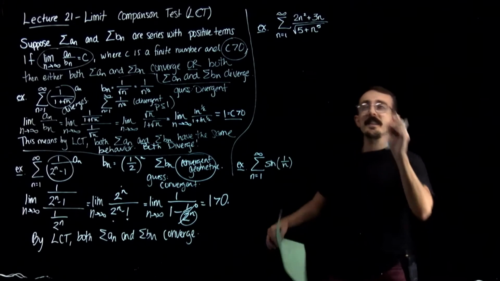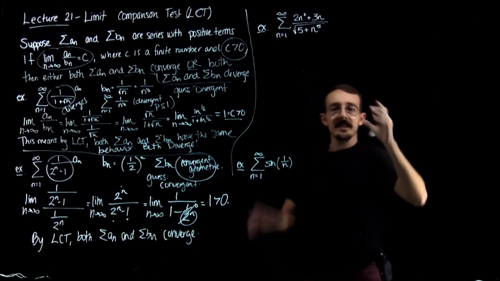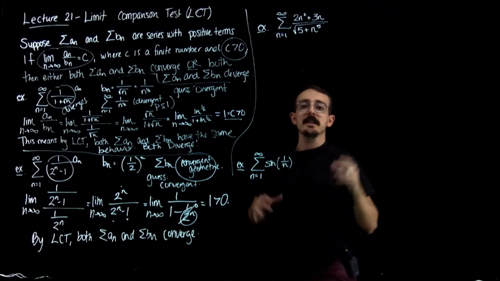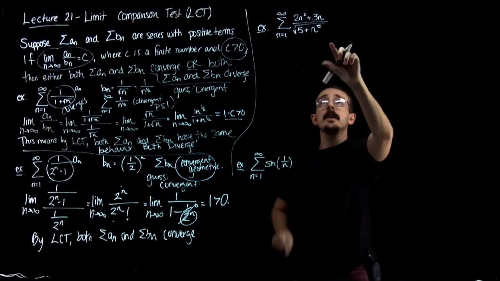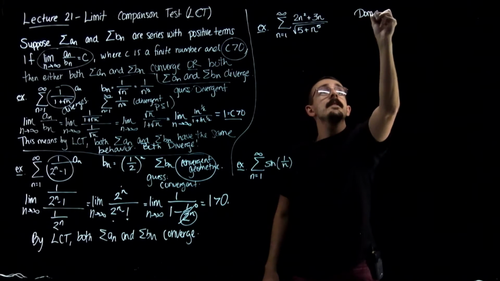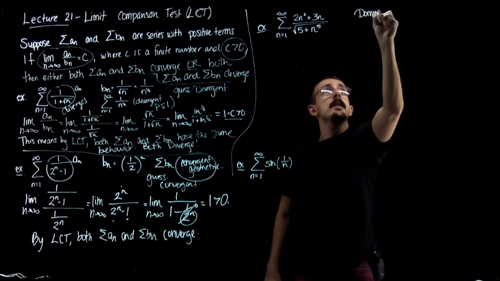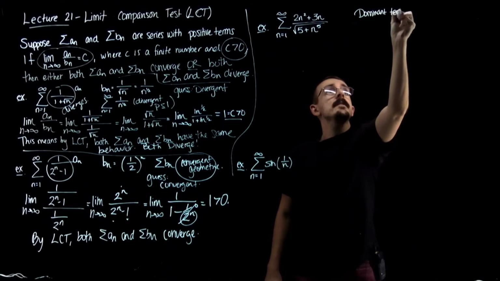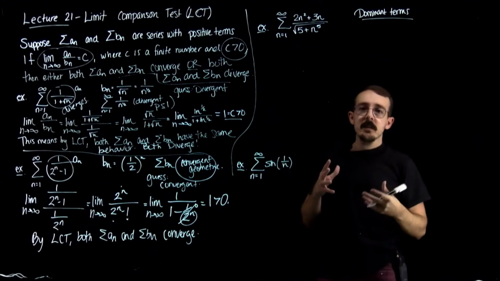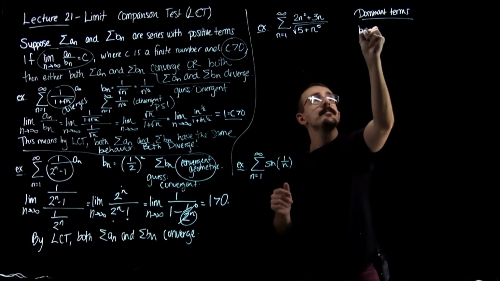OK, let me show you one like this where there's a bunch of n's and stuff going on here. So this would be very hard to do the direct comparison test, because I feel like there's a lot of different things going on. What you need to look at is, in the numerator and denominator, look for the dominant terms. So these are the things that have the highest power that you see overall. And then that's what's going to be used for your b sub n.